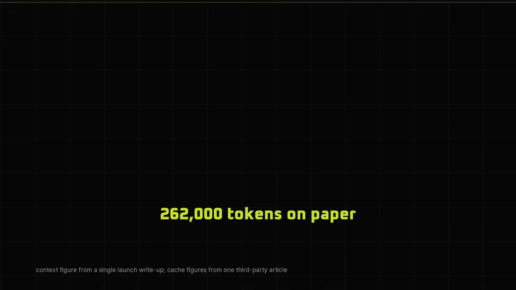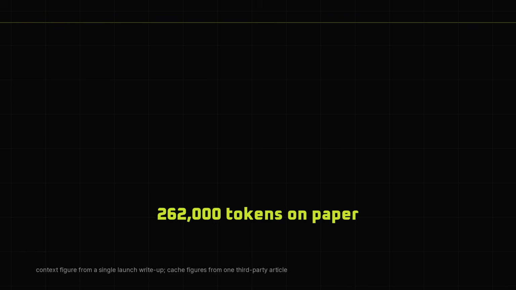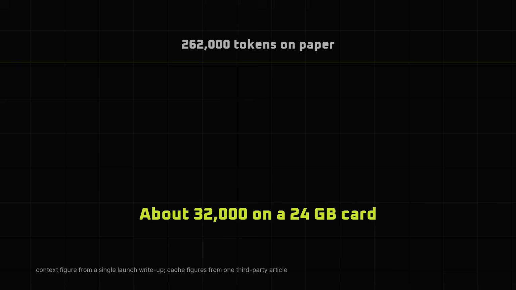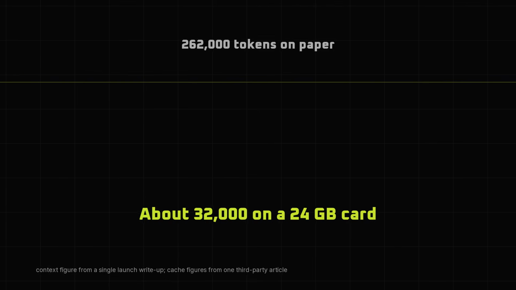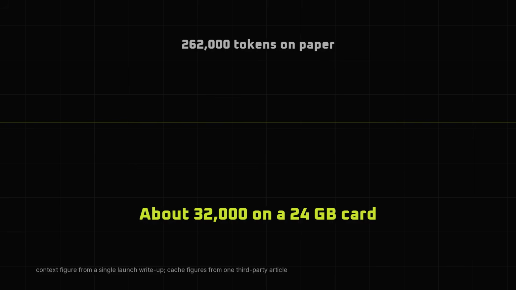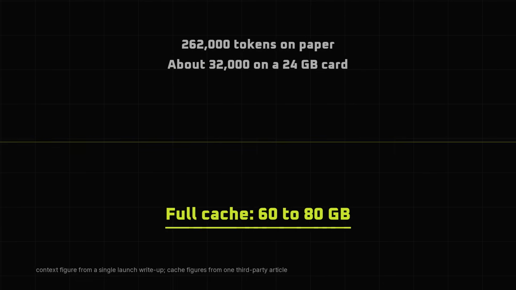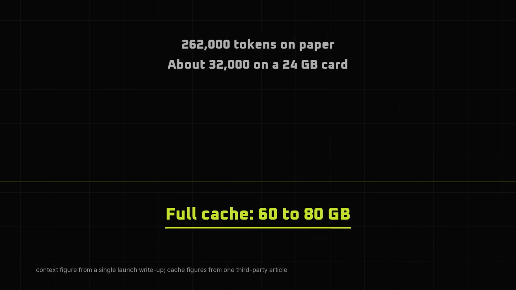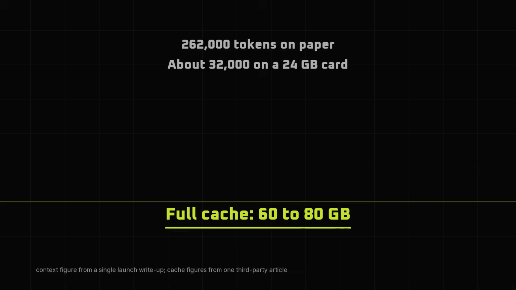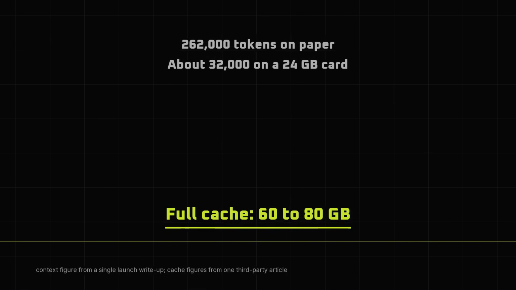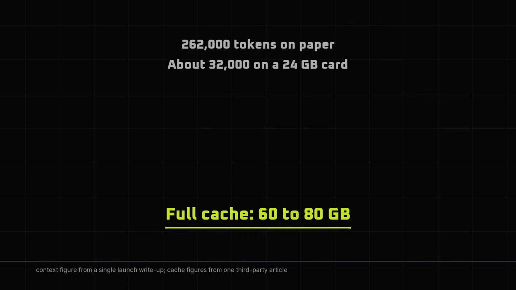On paper, the 27B carries 262,000 tokens of context. On a 24GB card, the practical limit is about 32,000, because the KV cache grows with every token you keep. Hold the full 256,000 and the cache alone wants 60 to 80 gigabytes with paged attention to manage it. So the context number on the model card is a property of the weights, not of your machine. You bought the card the spec sheet implied, and most of that window is simply not there.